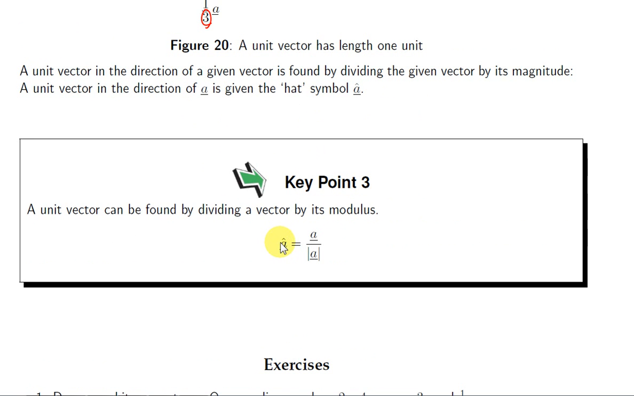Now, the notation for a unit vector that's often used is this little hat. And to get a unit vector in the direction of vector A, we take vector A and divide it by its magnitude, or its modulus if you want to call it. Same thing as magnitude. You can also write this as A over |A|. You just write A with no lines on either side there. That means the magnitude of A.